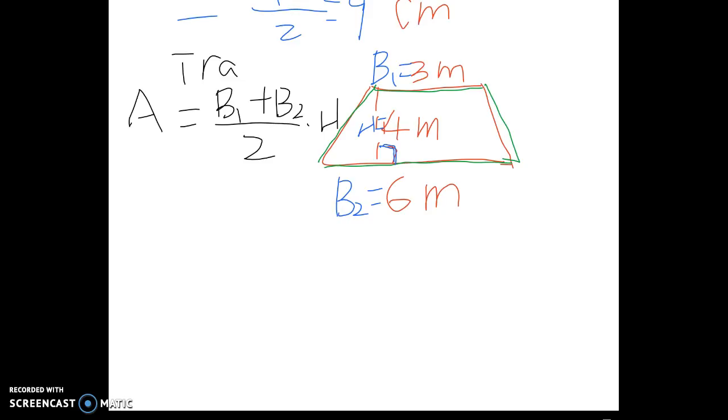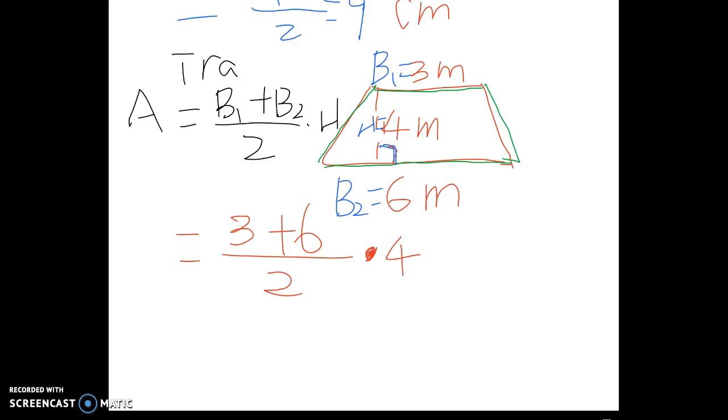Now what we need to do is just to plug it in. So now base 1, 3 plus base 2, 6 divided by 2 times 4. So where does that 2 come from?